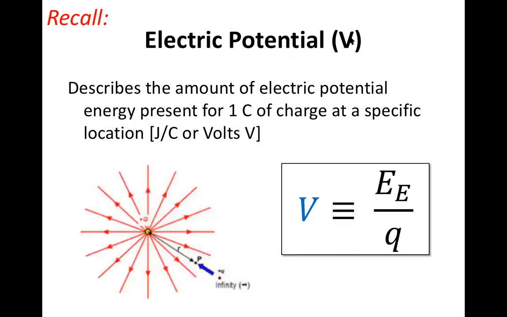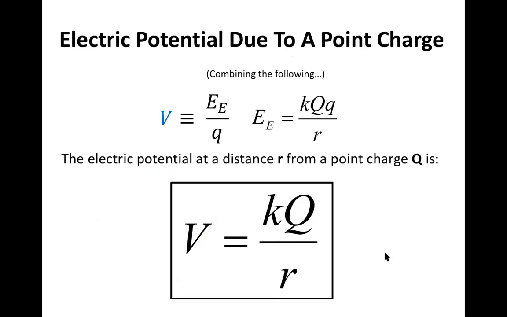Electrical potential, or V, describes the amount of electrical potential energy present for 1 coulomb of charge at a specific location. Do you remember this from past lessons? It is equal to, by definition, V equals E over Q. And let's take that equation and combine it with our electric potential energy for point charges. If this gets subbed in there, do you see how the small q will cancel out and we'll be left with kq over r?